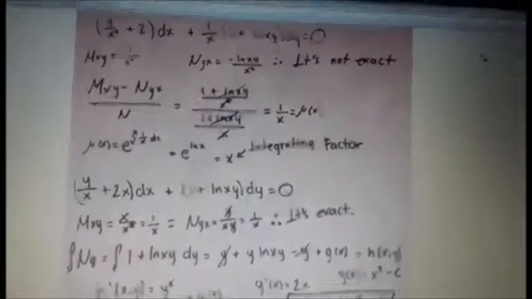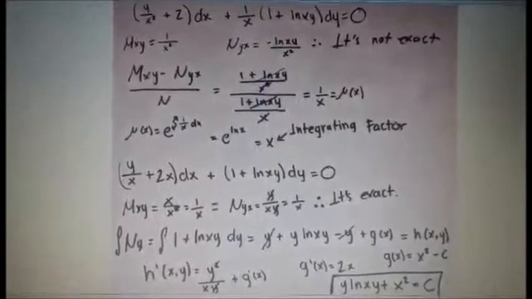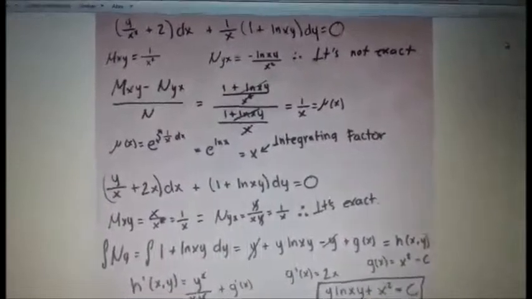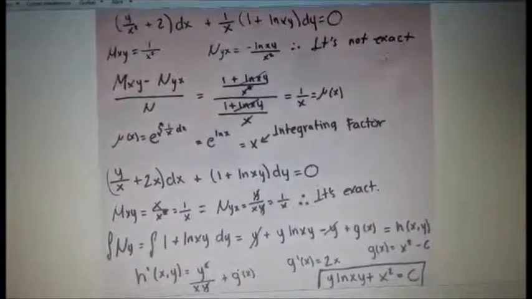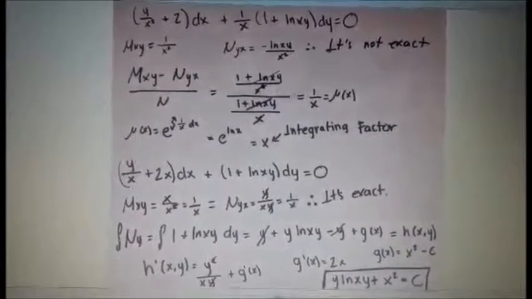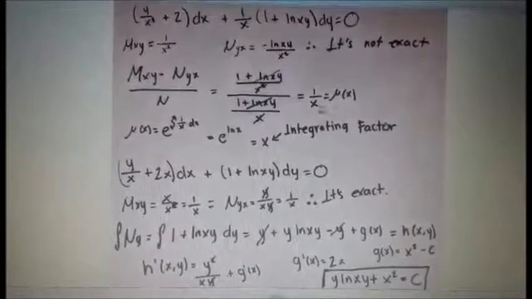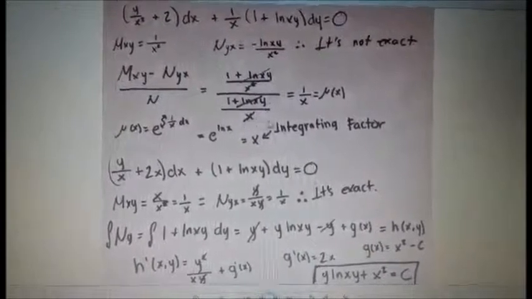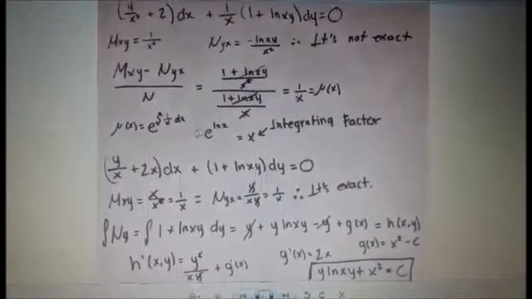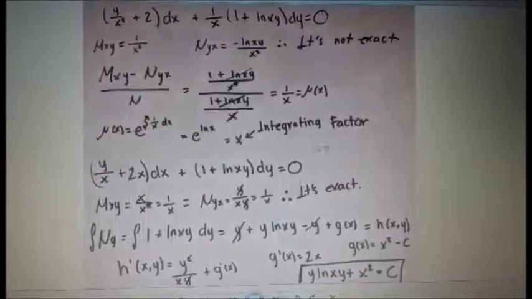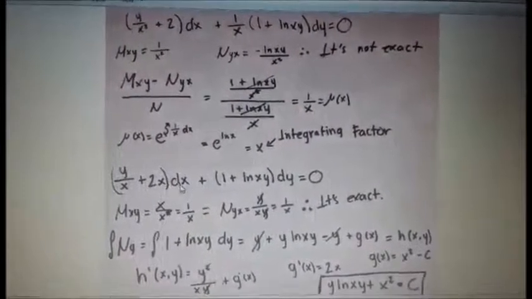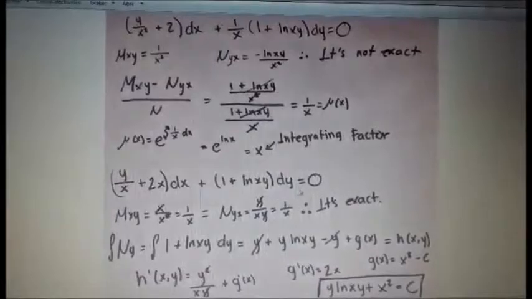For our final differential equation, first we have to prove that it's an exact differential equation. We derive both terms M and N, and we find that it's not an exact differential equation. So we test it to find if it's a mu of x or mu of y, and we find that it's a mu of x. Then we raise e to the mu of x, and we found that x is our new integrating factor. We multiply x by our original differential equation, and we have this now as our new differential equation.